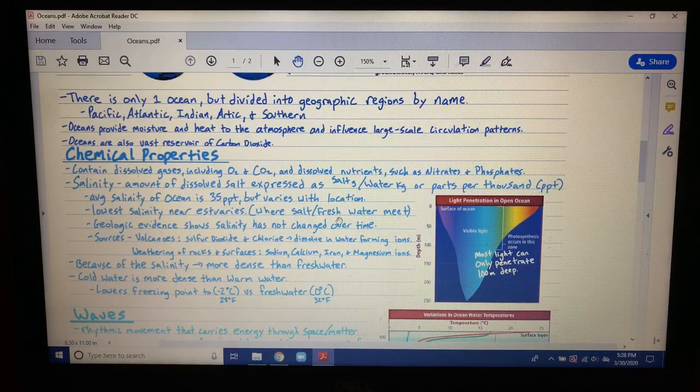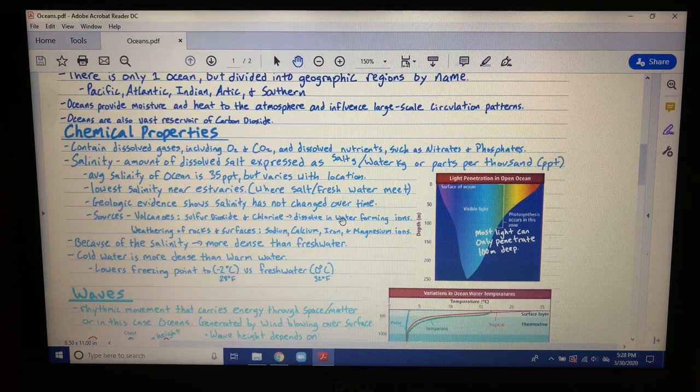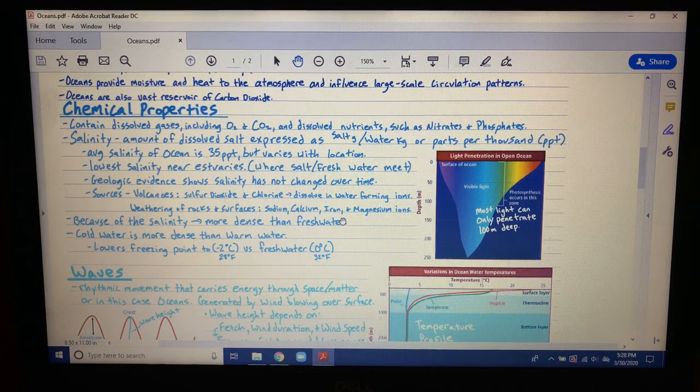If we look at the chemical properties, we can see that it's going to contain a lot of dissolved oxygen and carbon dioxide, as well as nitrates and phosphates. A lot of this will contribute to the salinity, or the amount of dissolved salt. Salt is expressed as parts per thousand, and you get that number by taking the amount of salt for however much water there is.